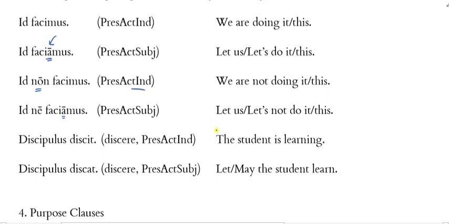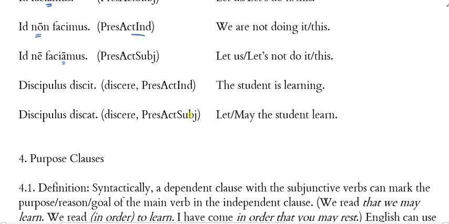Okay? And then for the last two examples, the first one's indicative. Discipulus discit is the student is learning, from discere, third conjugation. That's indicative. It's an assertion that this is what the student is doing, the student's learning.